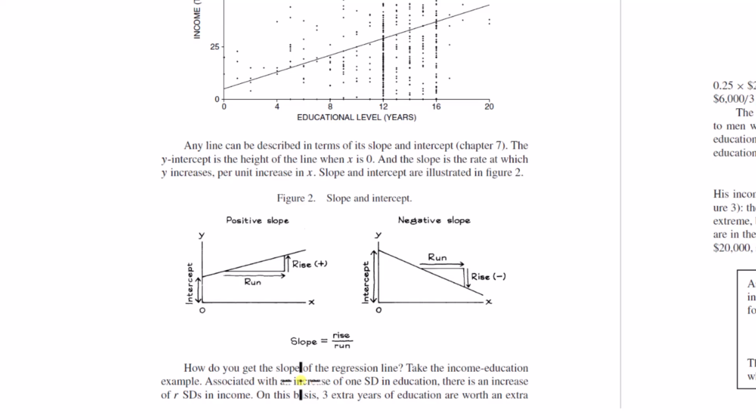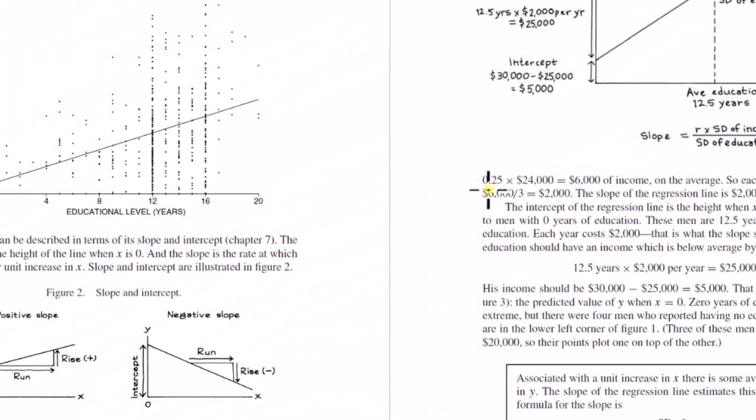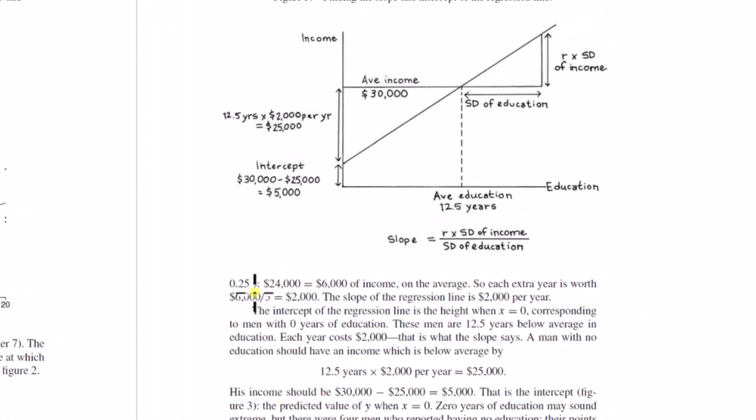How do you get the slope of the regression line? Yeah, take the income education example. Associated with an increase of 1 standard deviation in education, there's an increase of r standard deviations in income. On this basis, 3 extra years of education are worth an extra... So let's see, how are they getting this? 3 extra years of education, that's a certain number of standard deviations. I guess that's 0.25, or is that the r value?